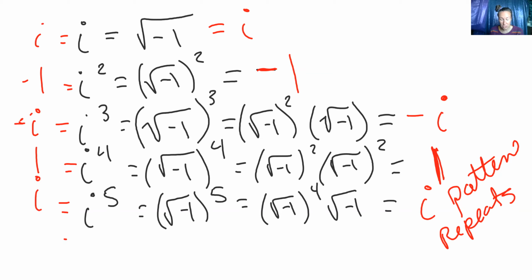So you can imagine if you wanted to know what i to the power of 6 is, well, that's going to be -1 because that's just our pattern repeating. So i, -1, -i, 1. i, -1. And that is how the powers of i work. So if you do get to any higher powers, you can work through that.